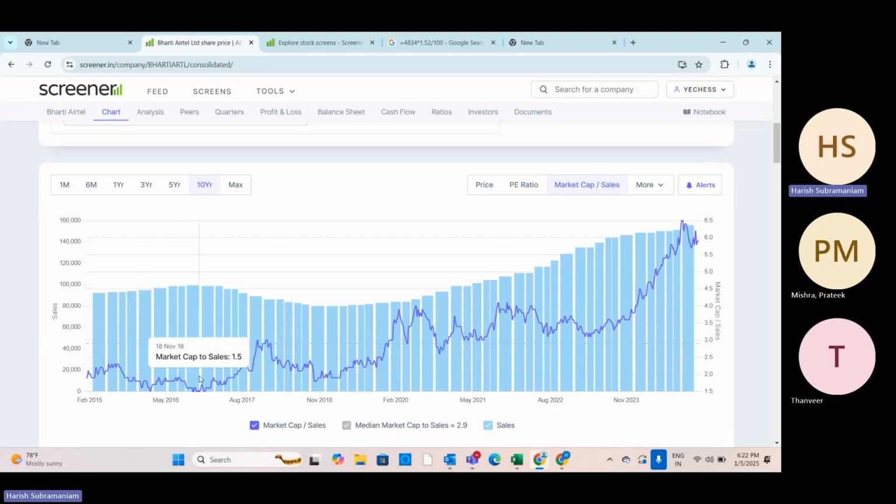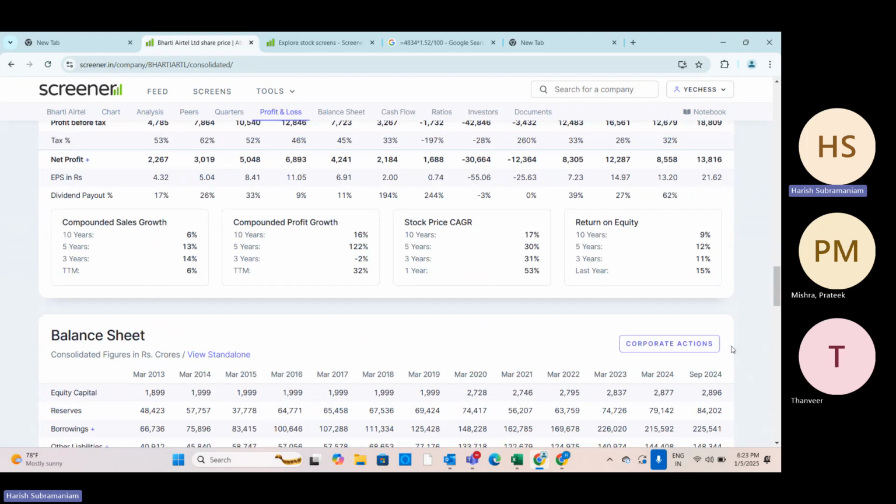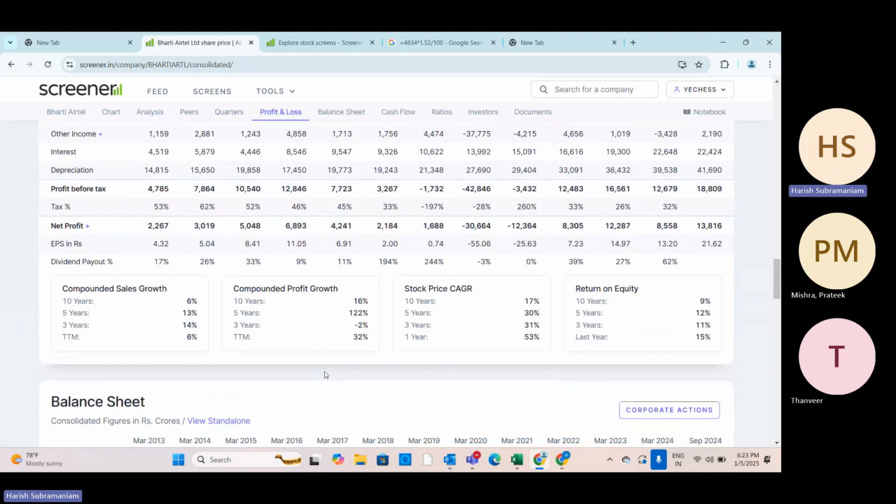When a company has a low market cap to sale, it's generally a good time to buy. When a company has a high market cap to sale, we have to generally be very careful. And this may also be because of sentiment. So fundamentally, it doesn't show that Airtel has changed or there has been an explosive strength in its earnings. Right. So let's look at this.